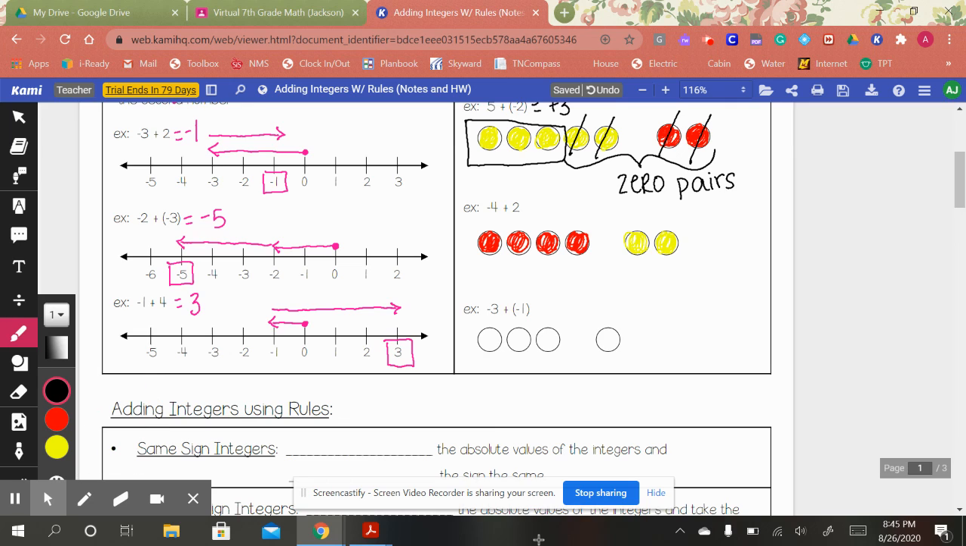And then we're going to go ahead and mark out our 0 pairs. 1 positive, 1 negative, that's a 0 pair. 1 positive, 1 negative, and those are the only 0 pairs that I have.